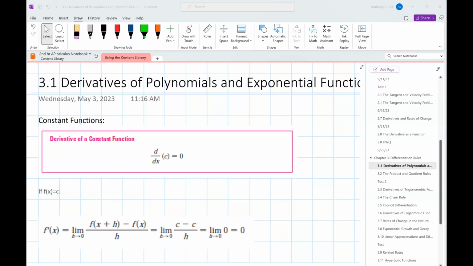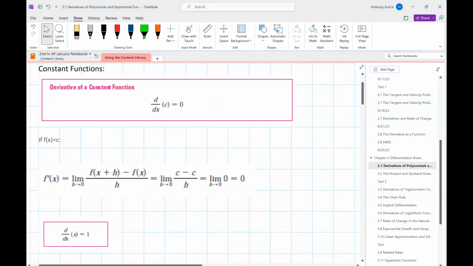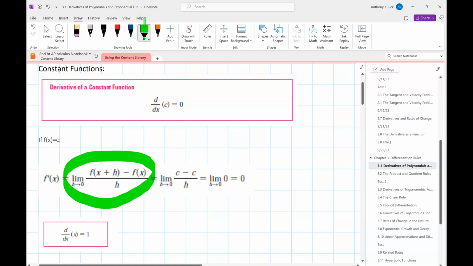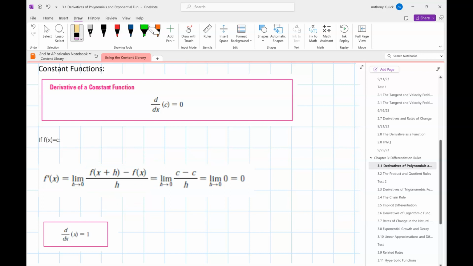All right. Shortcut time. First shortcut: the derivative of a constant is 0. So, where's the proof? It's right here. If I do my derivative formula, I just end up with the limit as h approaches 0 of c minus c over h, which just comes out to 0, right? Should you memorize this? Yes.